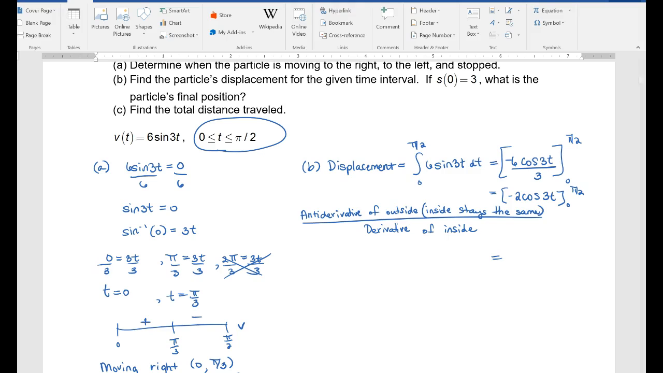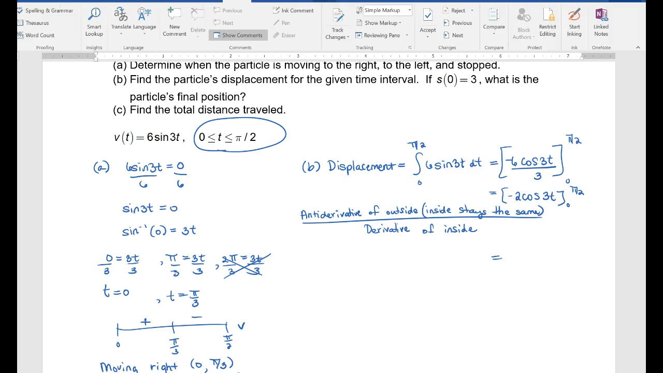And then I think I also talked about, like, when we integrate, there was a shortcut. So anytime the derivative of the inside is a constant, you're going to do the antiderivative of the outside, and then keep the inside the same, divided by the derivative of the inside. Okay. All right. So we have to evaluate this. What do we get when we evaluate?